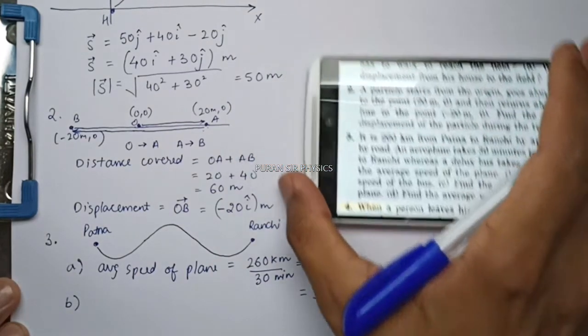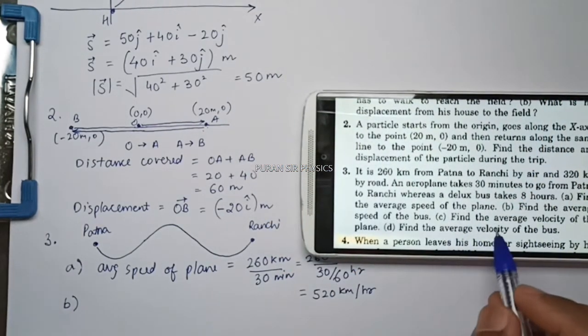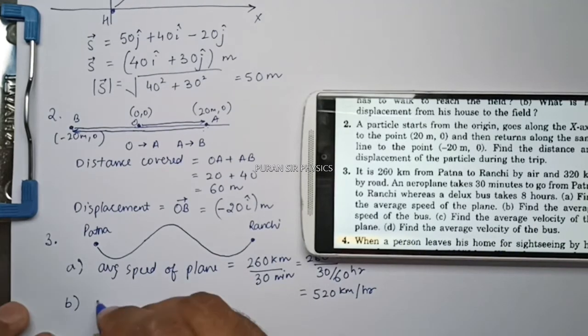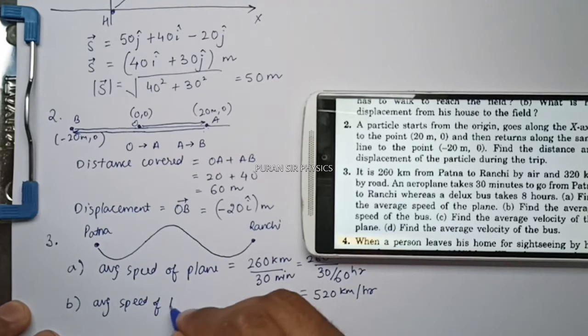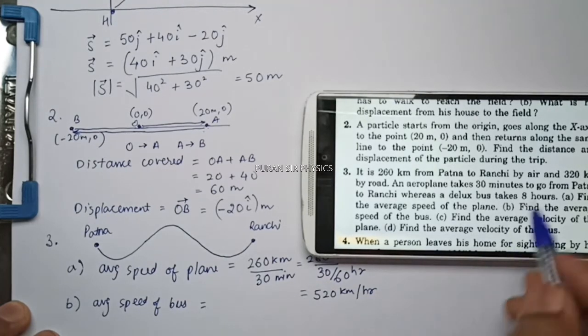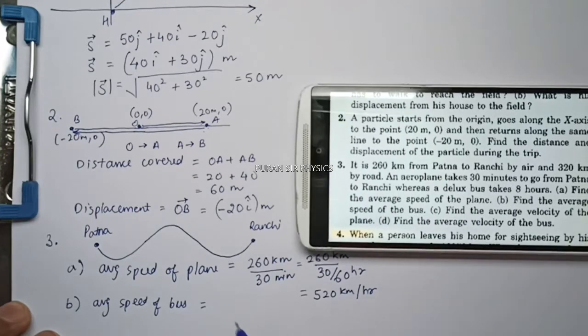In B part, we have to find the average speed of the bus. So the distance covered by the bus is 320 km, and the time taken by the bus is 8 hours, so it will be 40 km per hour.